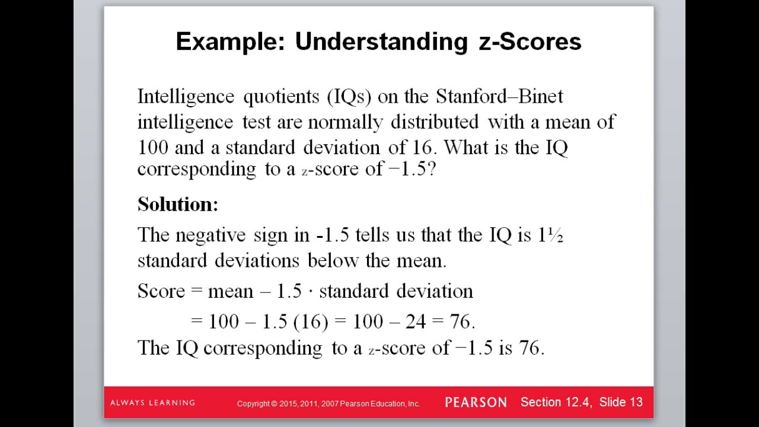Alright, IQ scores are typically normally distributed. So what would it mean if we had a z-score of -1.5 if we're dealing with IQ scores? Well, that means that we are 1.5 standard deviations below the mean. So we're going to take 1.5 and multiply that by the standard deviation and subtract that, because it's negative, from 100. So 100 minus 1.5 of these standard deviations gives 76. So the z-score of -1.5 would correspond to an IQ score of 76 in that particular distribution.